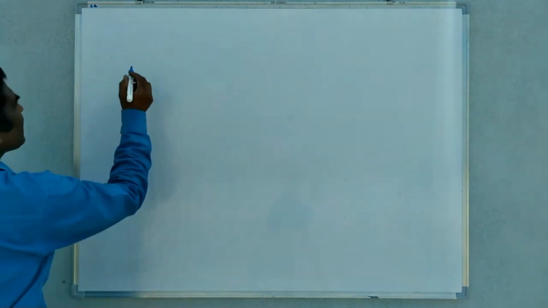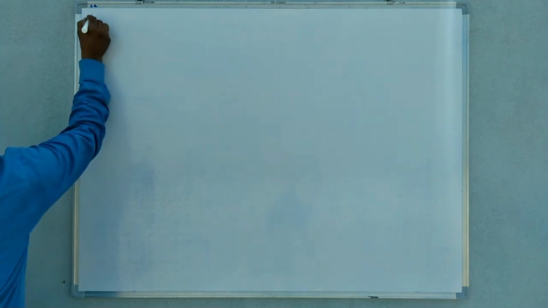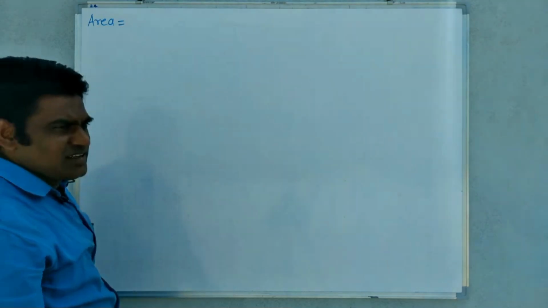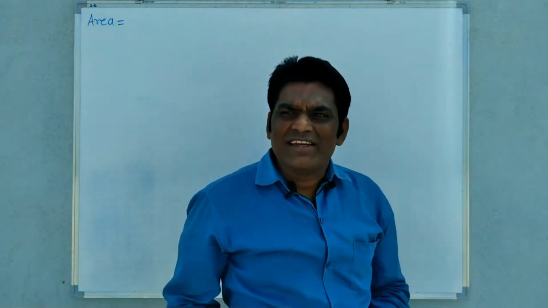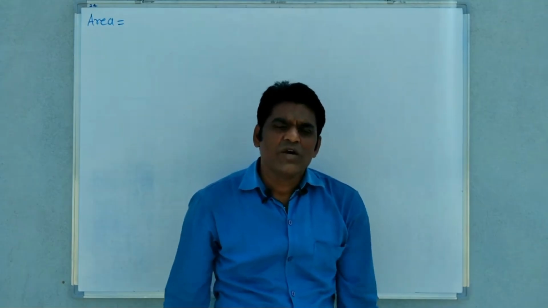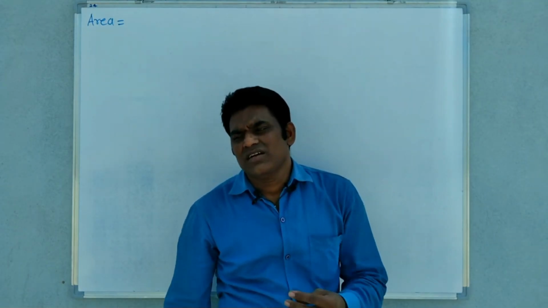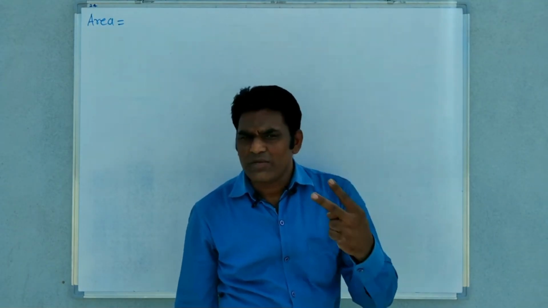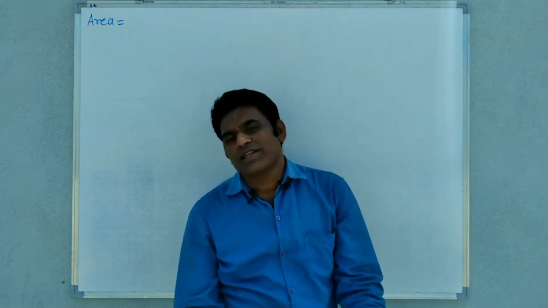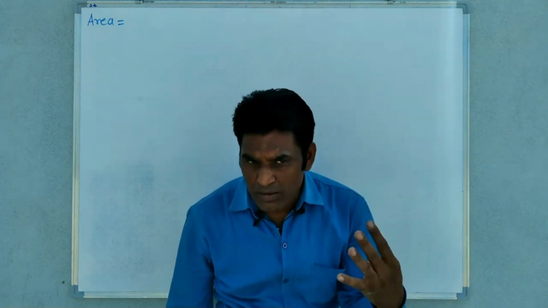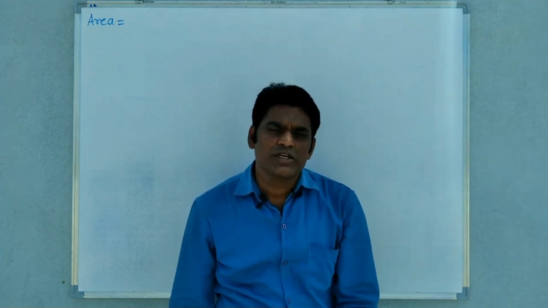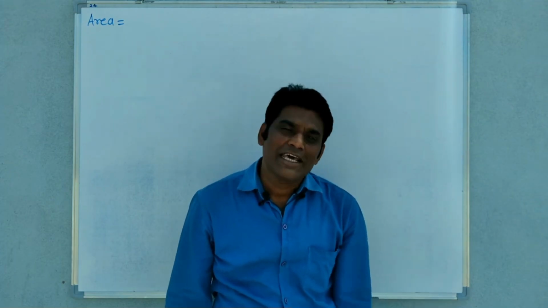Now, let us calculate the dimension of area. To find the dimension of any physical quantity, two things are there: one is formula and another is unit. Either one you should know, otherwise it is very difficult to write the dimensions. If you know the formula, from the formula you can write the dimension, or if you know the units of that physical quantity, from that also you can write the dimensions.